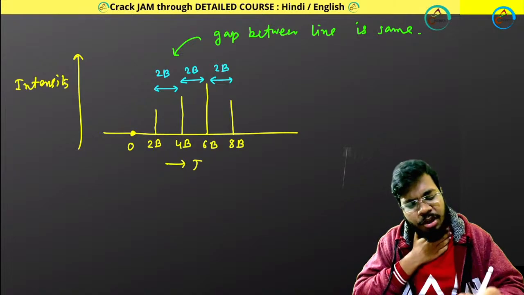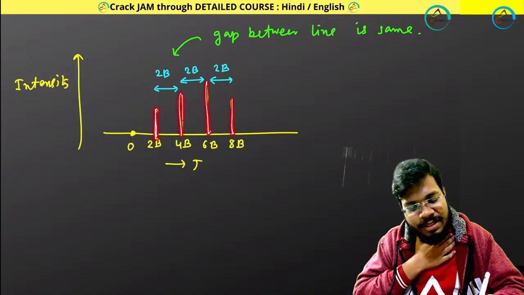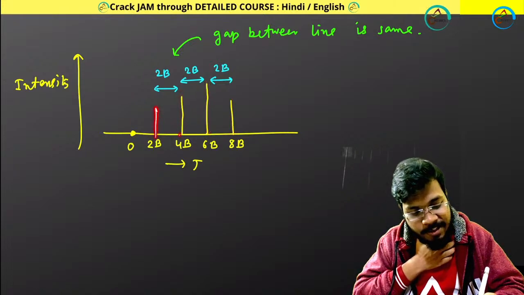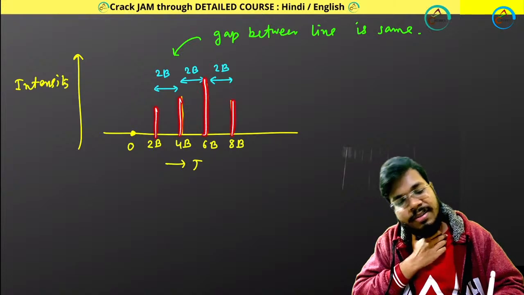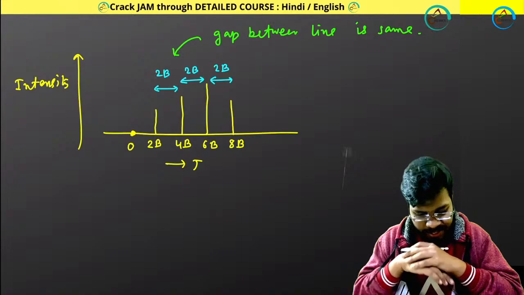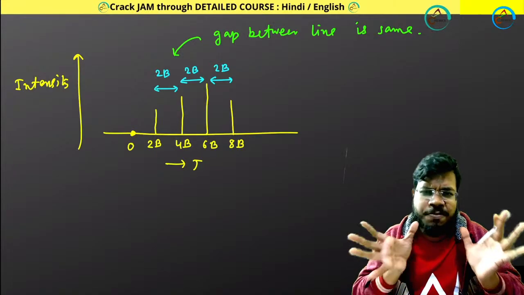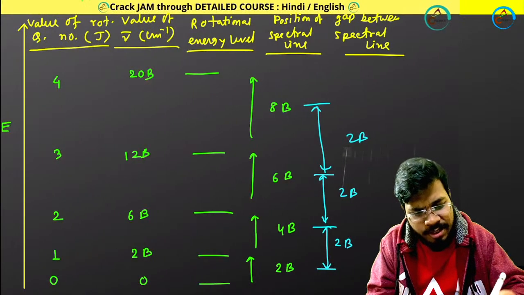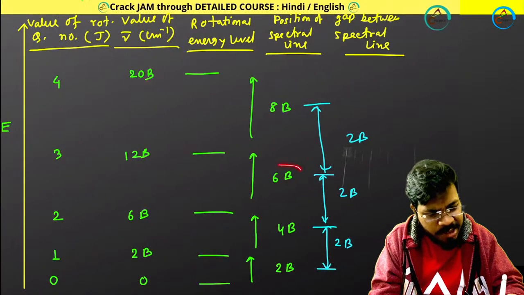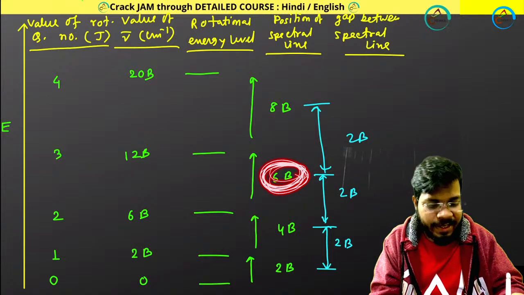Now you can ask me one question: why have I drawn these lines, where the height is less, height is more, height is further more? Actually, this is decided through the population of energy states. So look at this. This is my absorption spectra. Absorption spectra means, for 6B I have given more height.